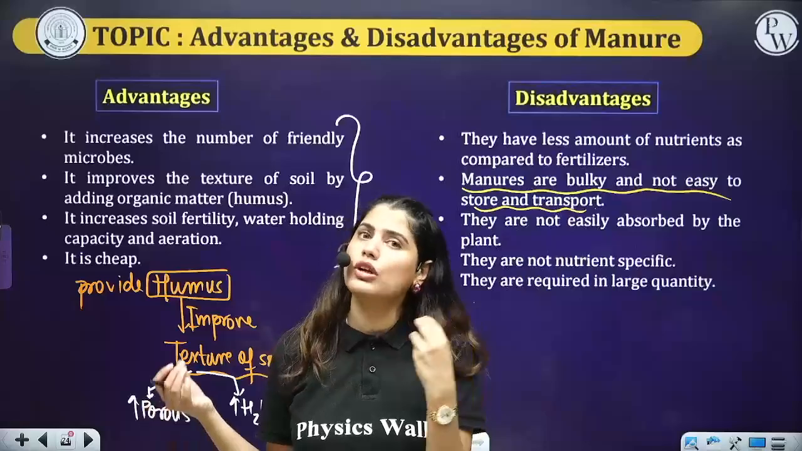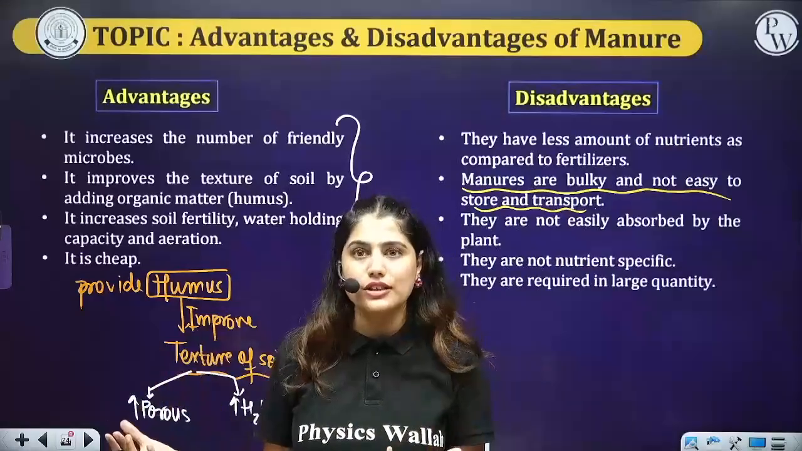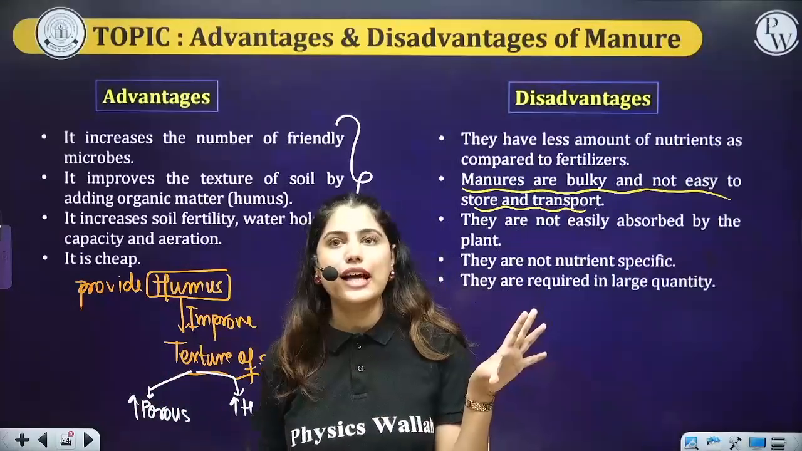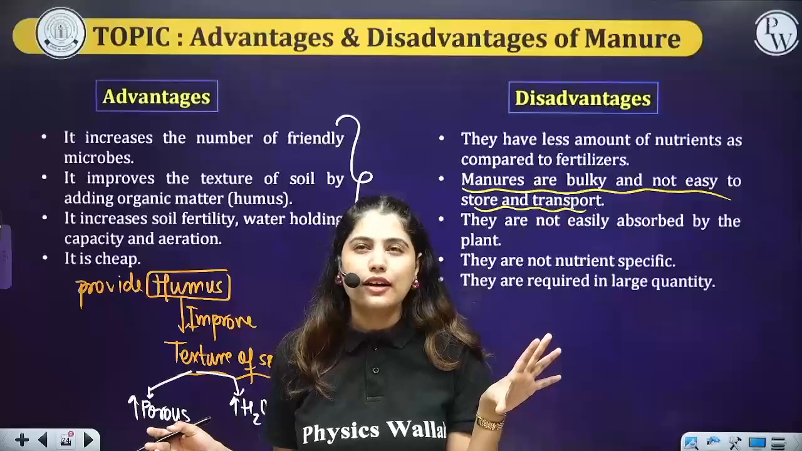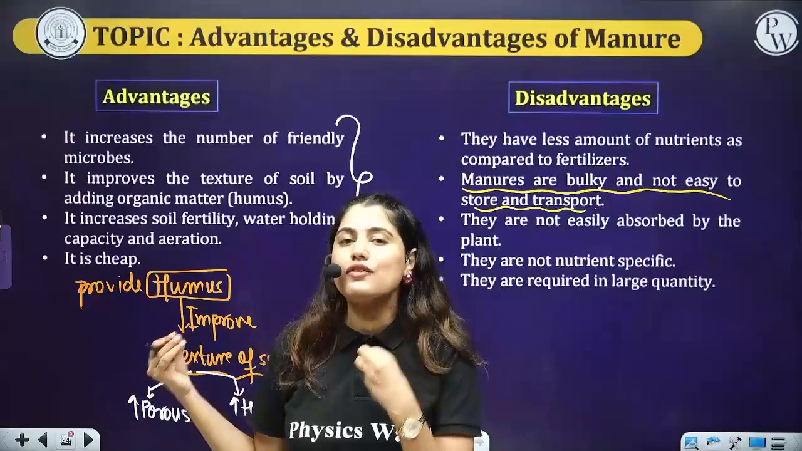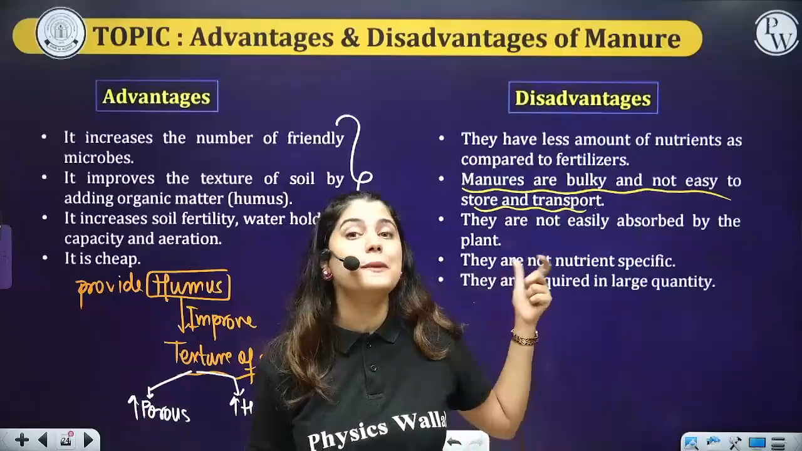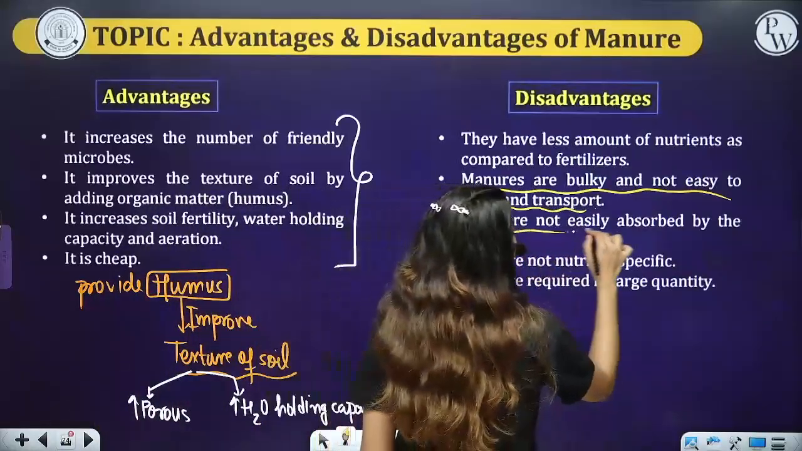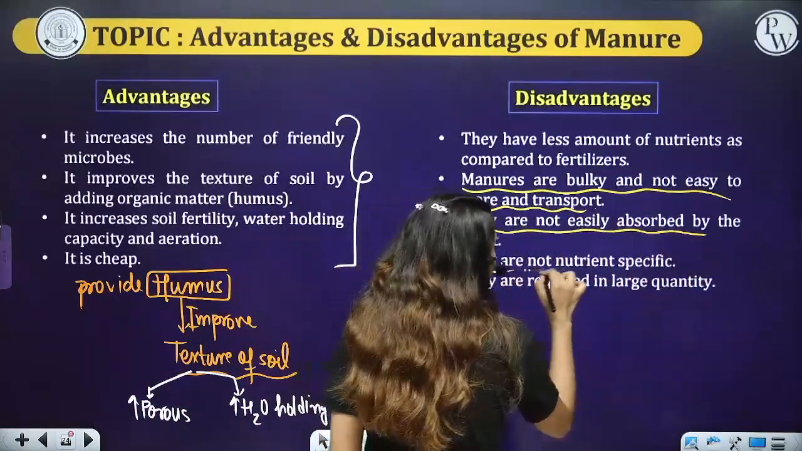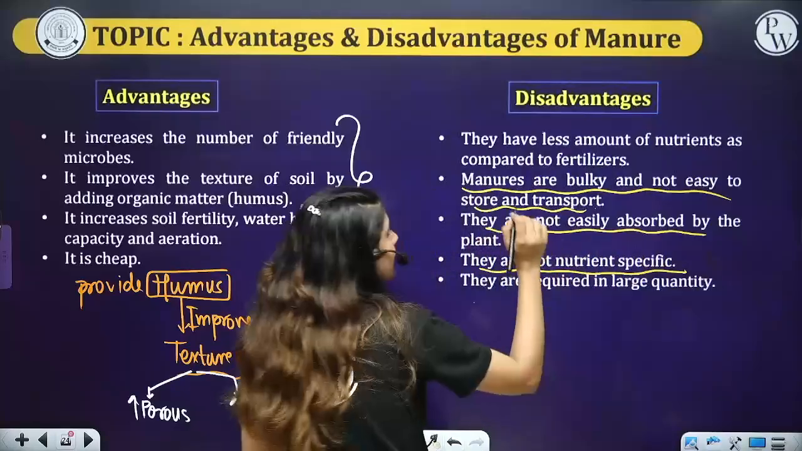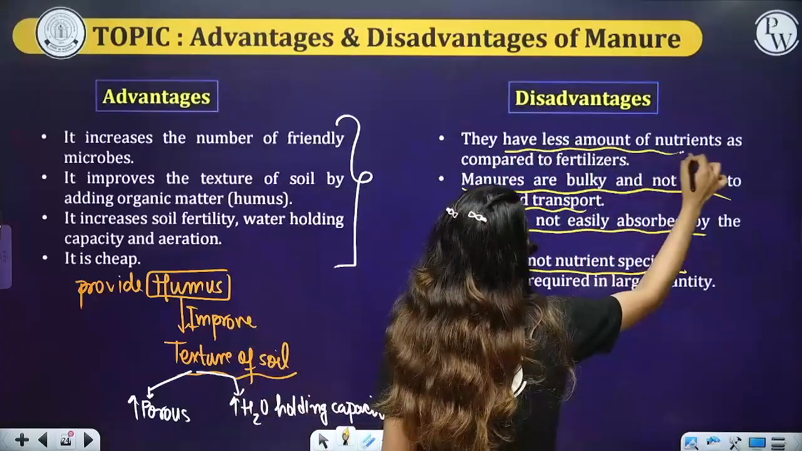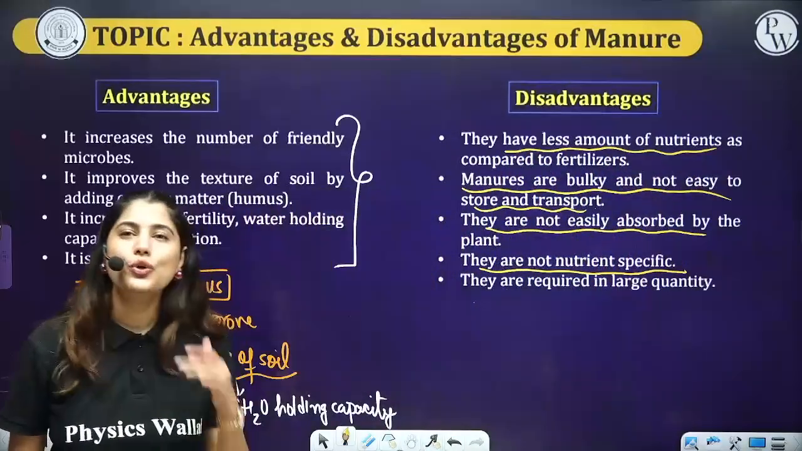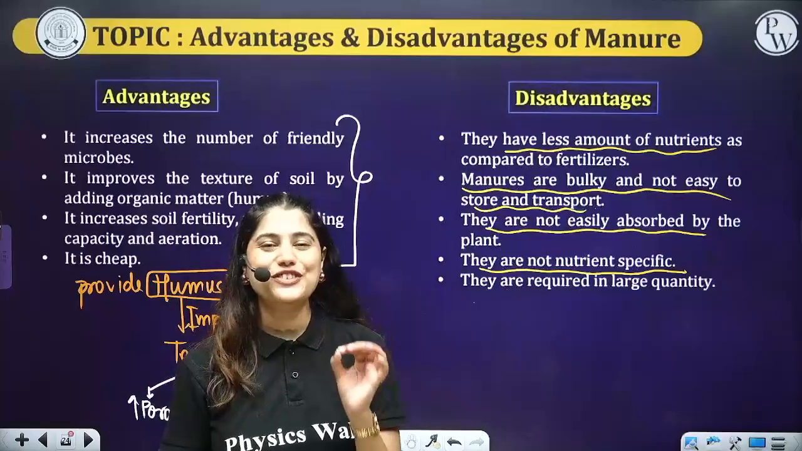Why am I saying only nitrogen? Maybe phosphorus, maybe potassium. If the plant needs only potassium, only phosphorus, only maybe sulfur, right, any nutrient which is needed, it is not going to provide it specifically, right? Yeah, that was about it. So yes, they are not nutrient specific, and yes, they have very less amount of nutrients, right? What do we mean by that?